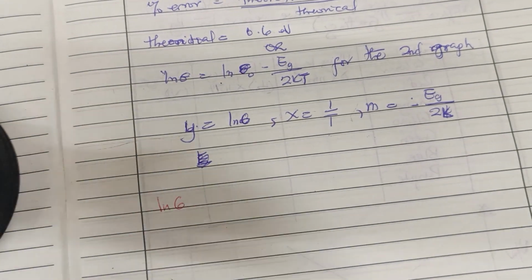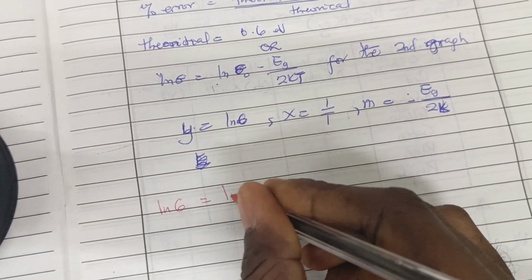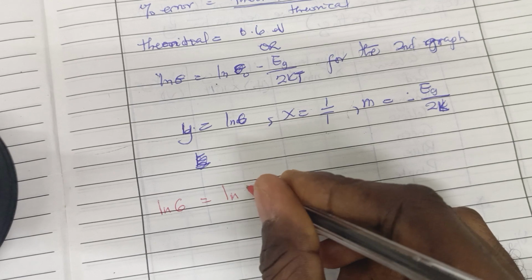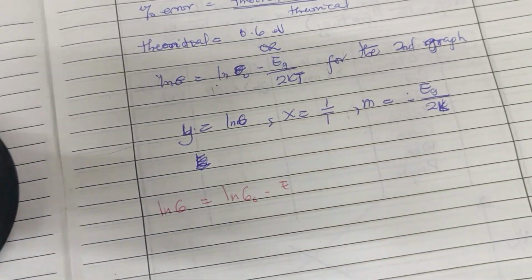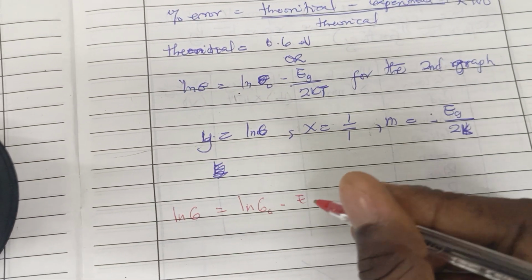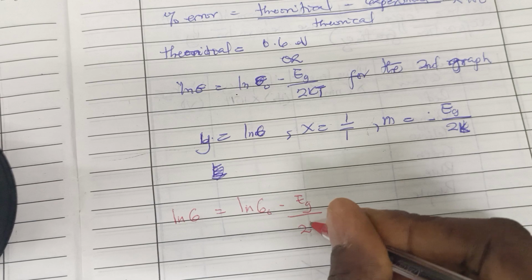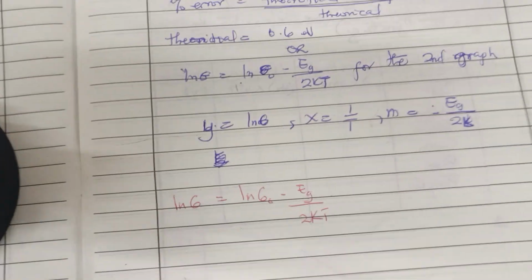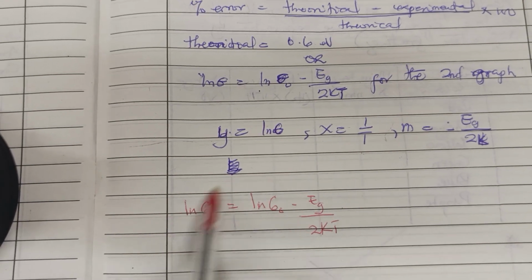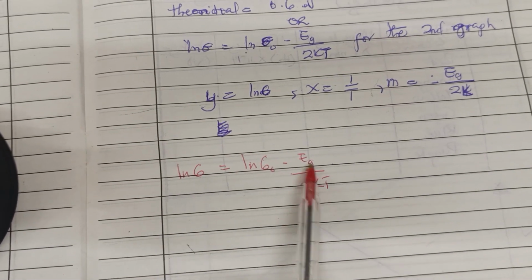and then the conductivity σ equals 1 over ln of the conductivity σ naught minus the band gap, which is the energy gap, Eg, over 2kT, where T is the temperature. Now this equation is what we are making use of. This was given in the manual.